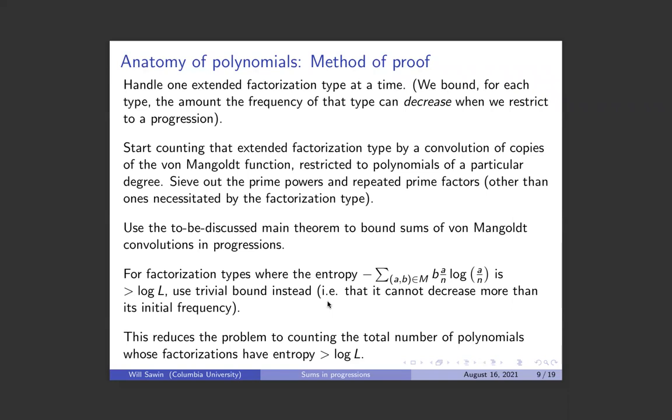And so what we're going to do for a factorization type with entropy greater than log L is use the trivial bound. The frequency can't decrease to less than 0. So it cannot decrease by any more than its starting frequency. So the second part of our error term will come from the total frequency of all these high entropy factorization types, or equivalently, the total number of polynomials of entropy greater than log L.